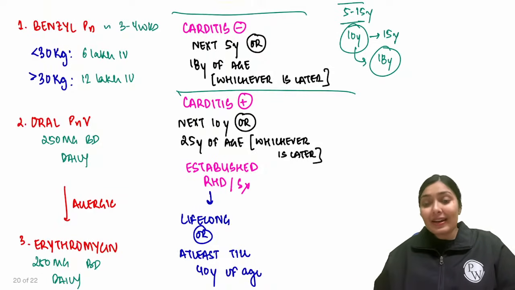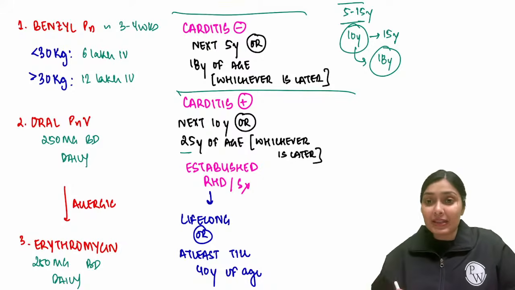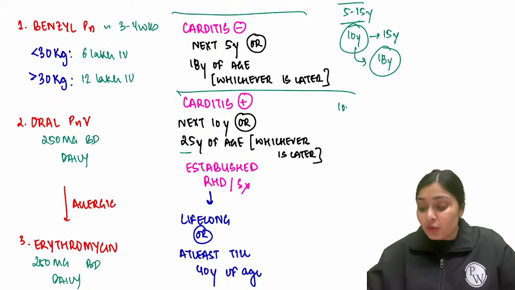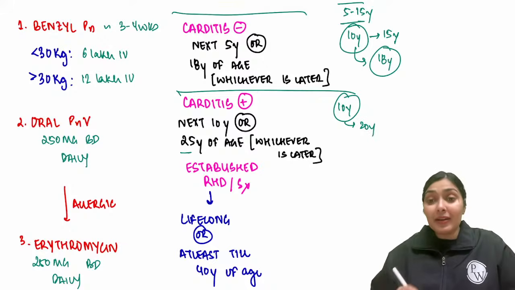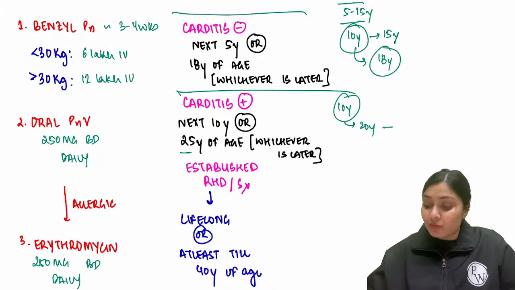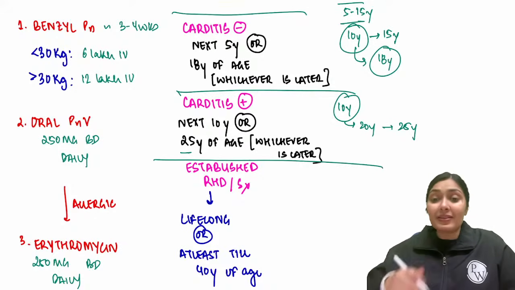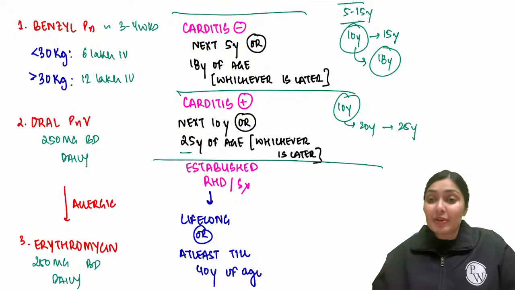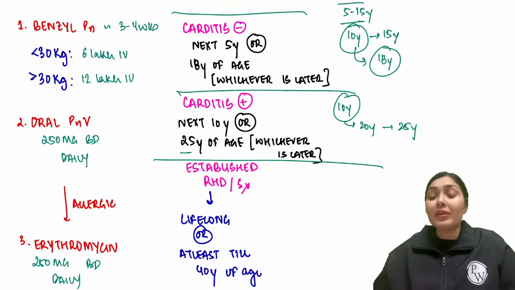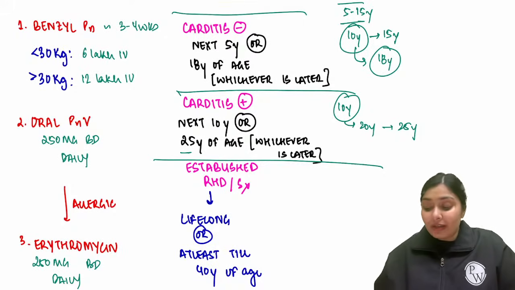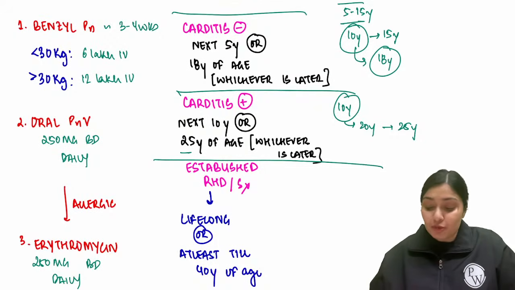Secondly, if the child has carditis, we give it for the next 10 years or 25 years of age, whichever is later. So take the same example, 10-year-old child. If the child had carditis, then 10 years makes 20, but 25 years is later. So you give till 25 years of age, right? And lastly, if the child has developed RHD, there is an established RHD or surgical management for the valve, then lifelong these antibiotics have to be given, or till at least 40 years of age, these antibiotics for the secondary prevention have to be given.